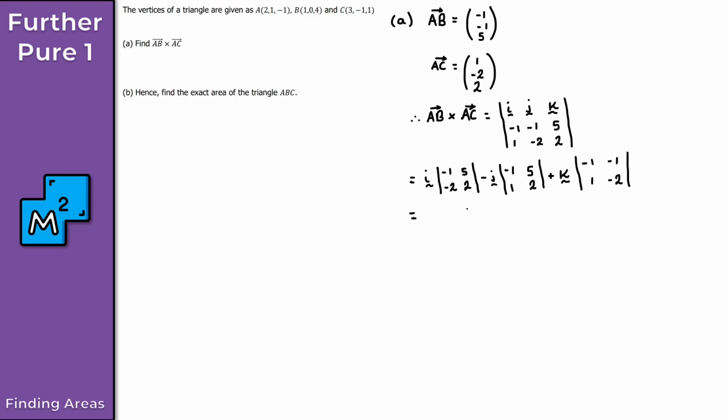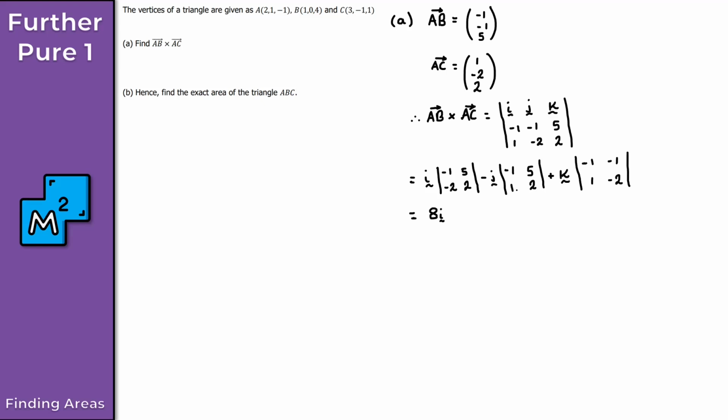So we've got minus 1 times 2, so that's minus 2, minus, so I've got minus 2 times 5. In other words, I've got minus 2 plus 10. That would give me 8 there. So I times by 8, we get 8i, like so.